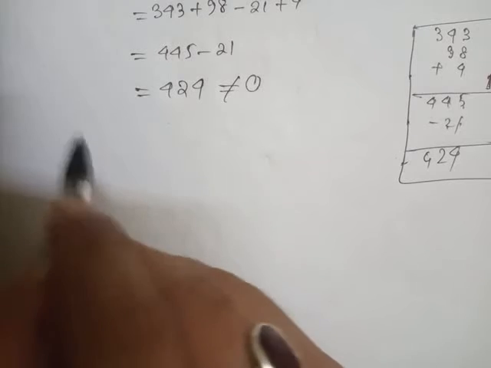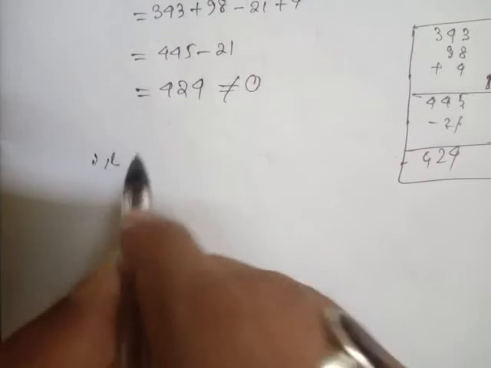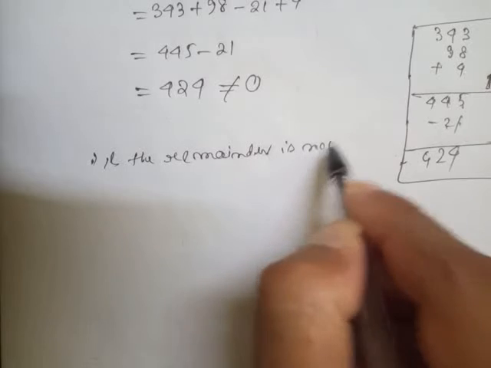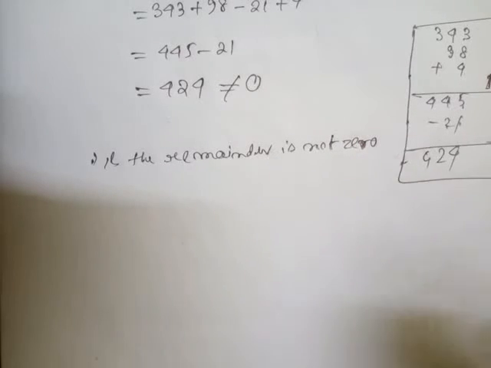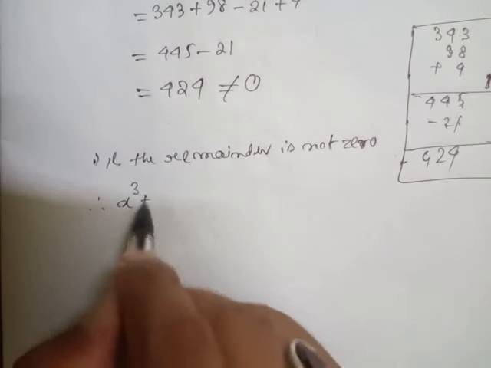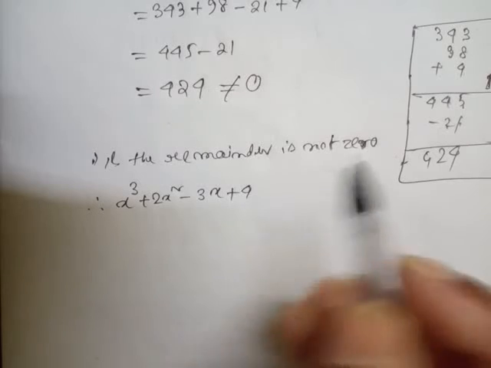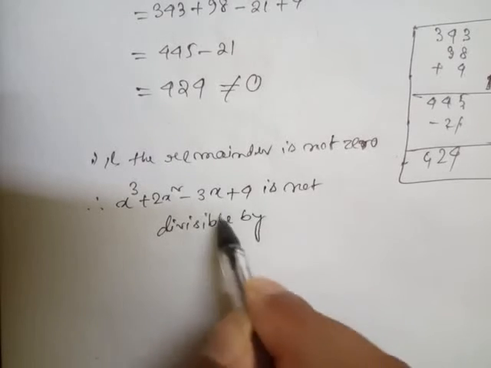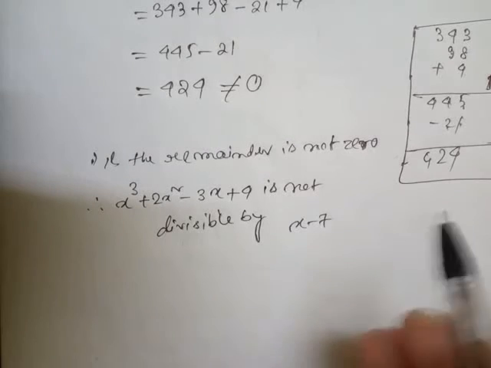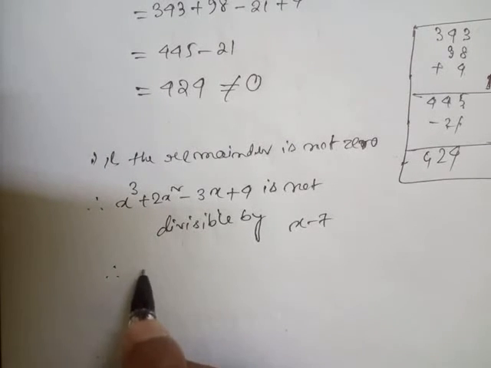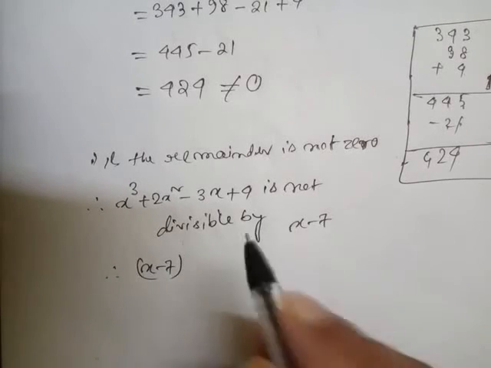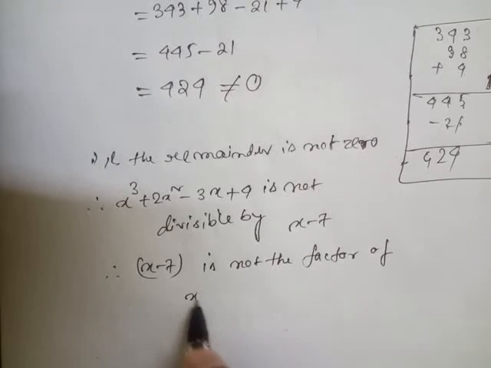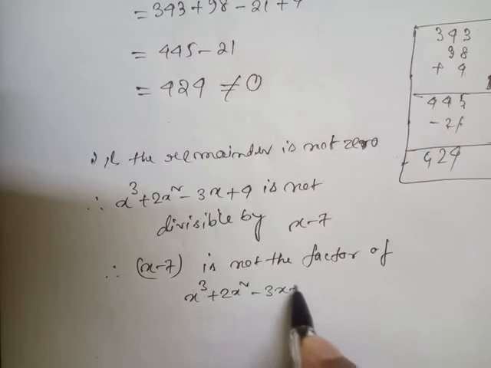Now the last line we'll write here that the remainder is not 0, therefore x cube plus 2x square minus 3x plus 4 is not divisible by x minus 7, and last line you write that therefore x minus 7 is not a factor of x cube plus 2x square minus 3x plus 4.